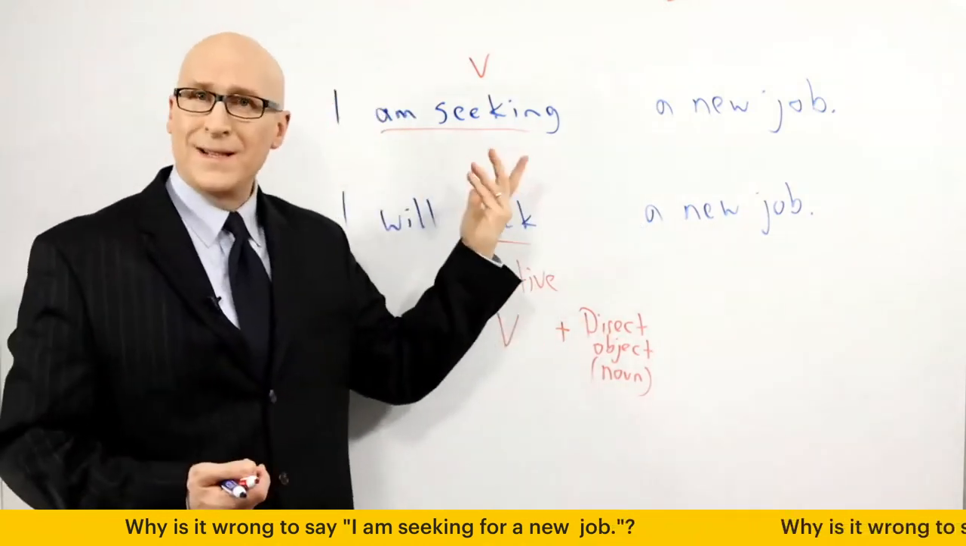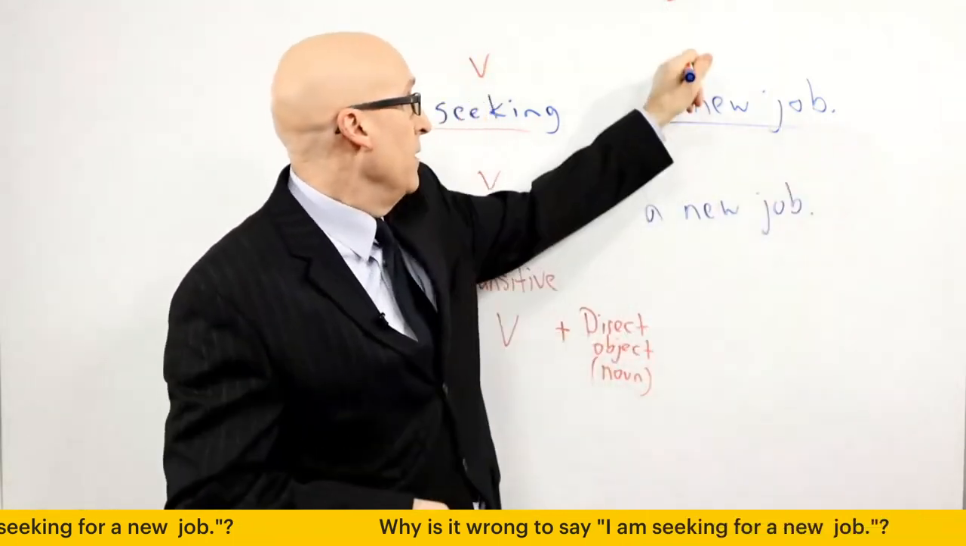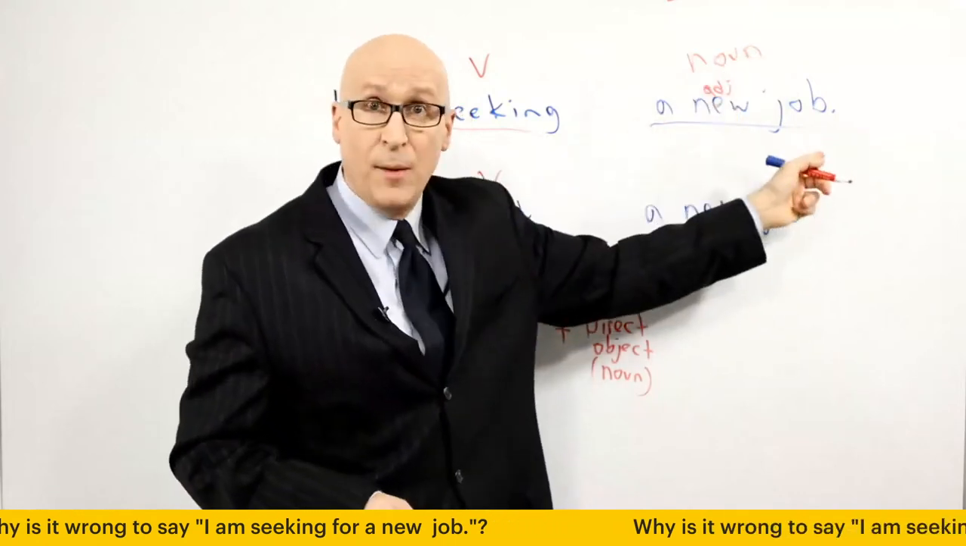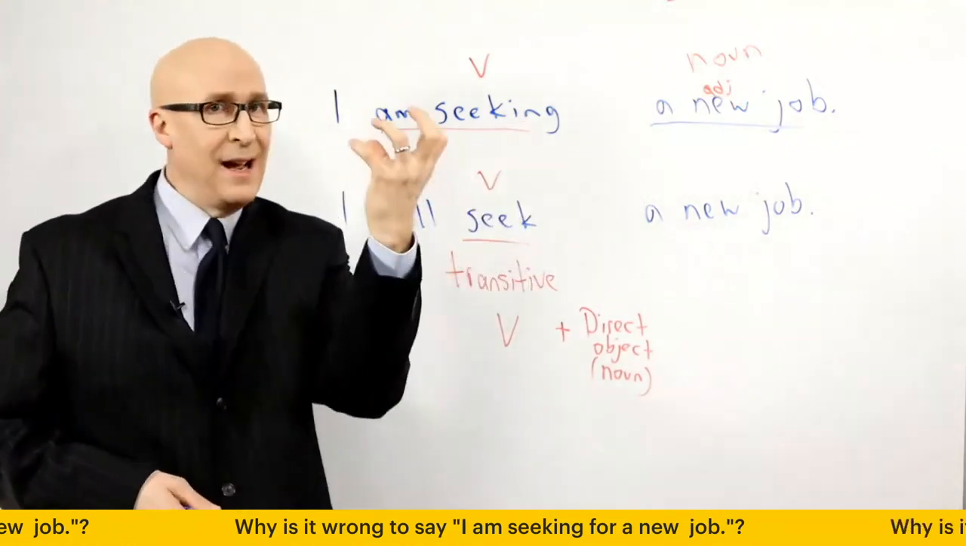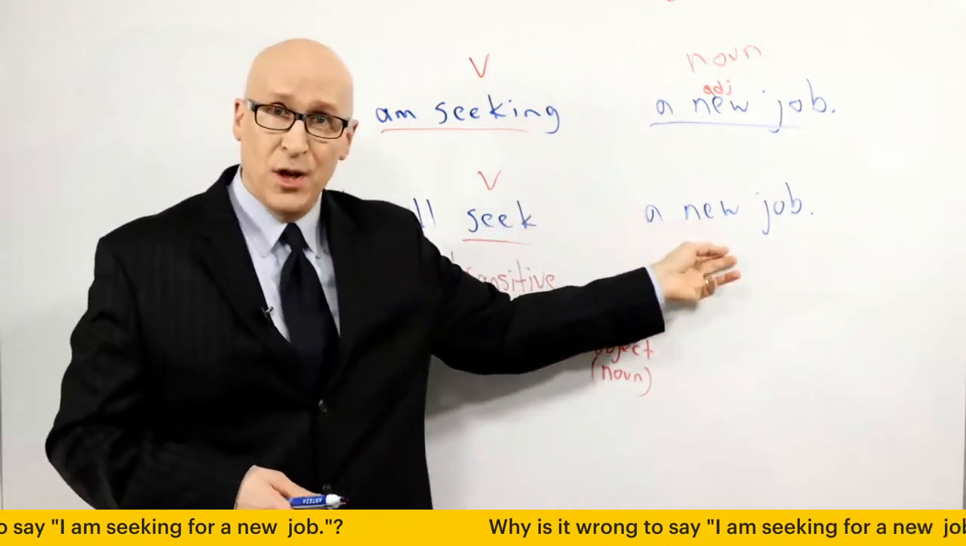I am seeking what? A new job. A new job, this is a noun. Well, let's say this is an adjective, but job is the noun. That's the thing that I'm seeking. I'm seeking something, and some things are nouns. So I will seek a new job.